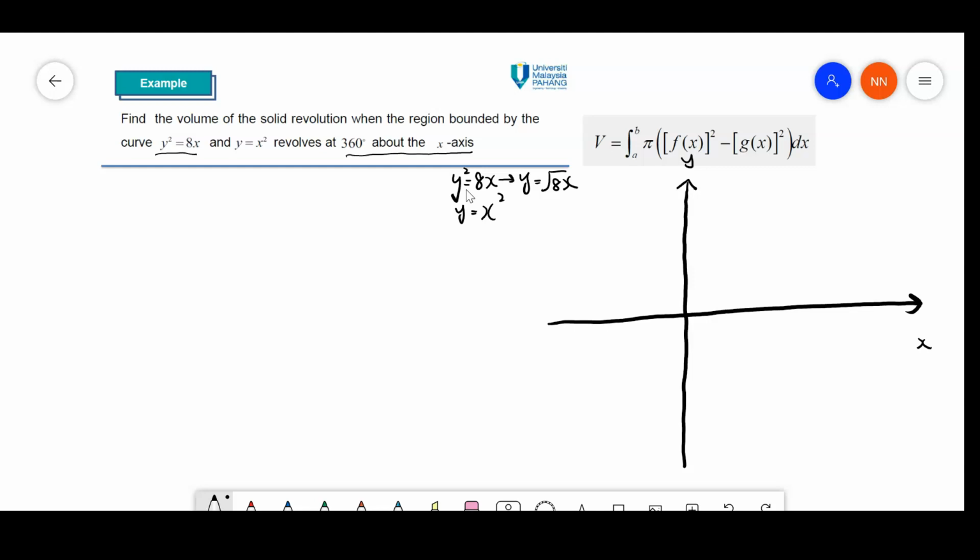It did not mention which quadrant, so we sketch first and then we decide. Alright, y equals x squared. I sketch the parabola first. So y equals x squared gives you the parabola here. Okay, this is y equals x squared.